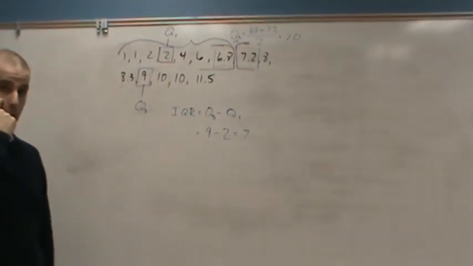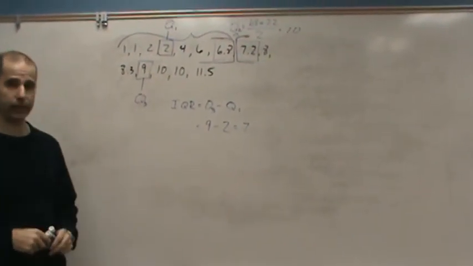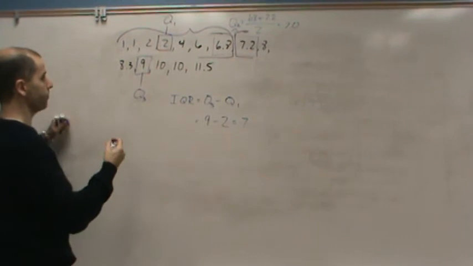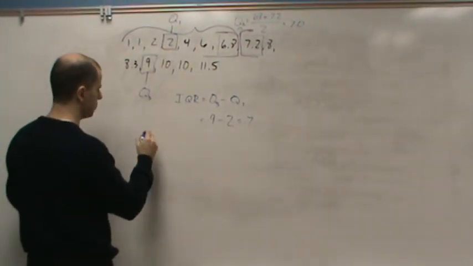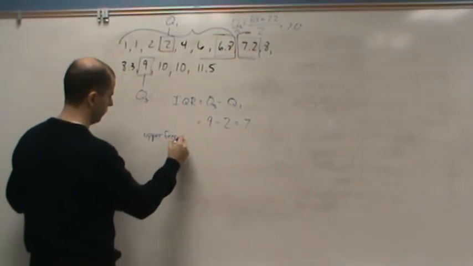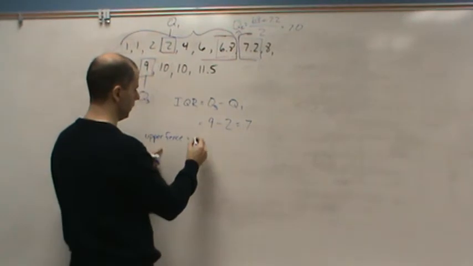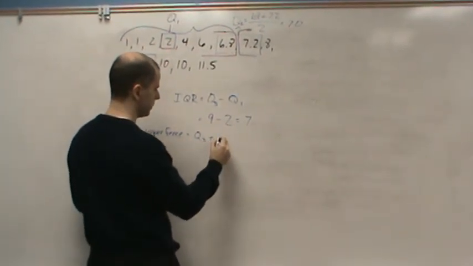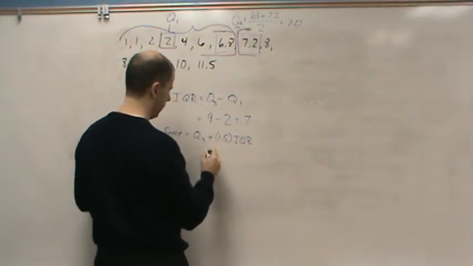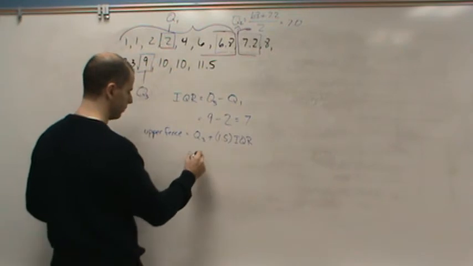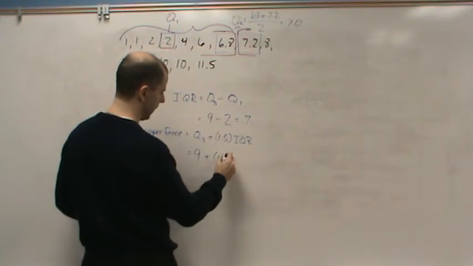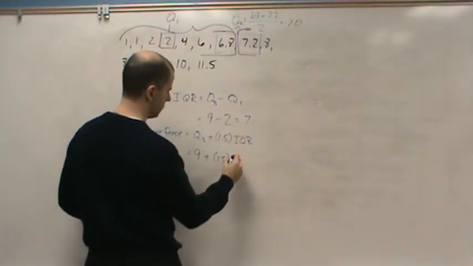Okay. Now, what about outliers? How do we calculate the outliers? Let's see if there are any outliers. Well, we have to calculate our 2 fences. Let's do that. So, fence 1. Let's do the upper fence. The upper fence is going to be Q3 plus 1.5 times the IQR. Well, what does that equal? Q3 is 9 plus 1.5 times 7, which is the IQR.